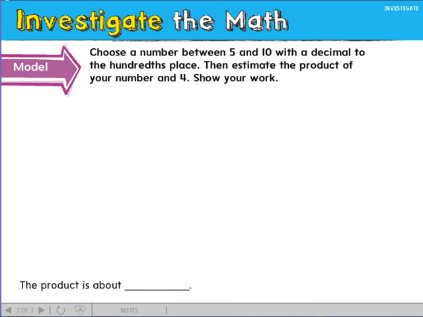All right, so we're going to do a little problem together. We're going to pick a number between 5 and 10 that has a decimal to the hundreds place, and then we're going to estimate the product of your number and 4. So we'll do it up here together. So who has a number with a decimal to the hundreds place that is between 5 and 10?